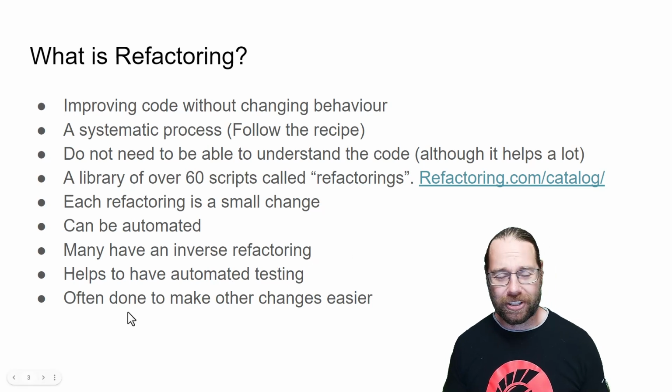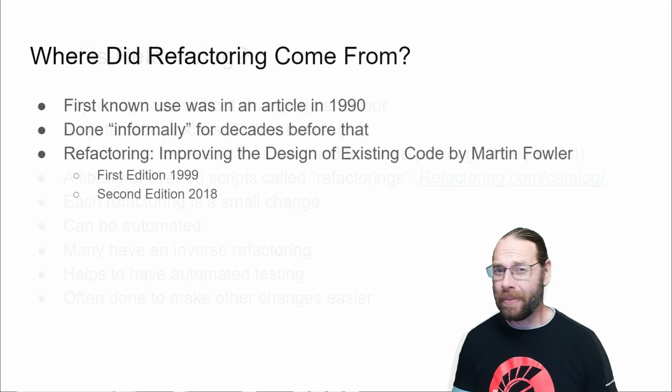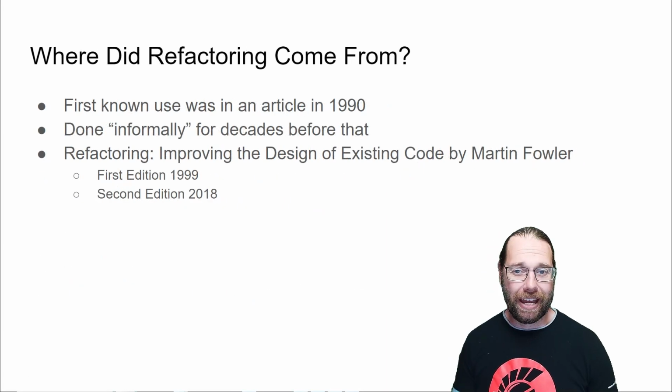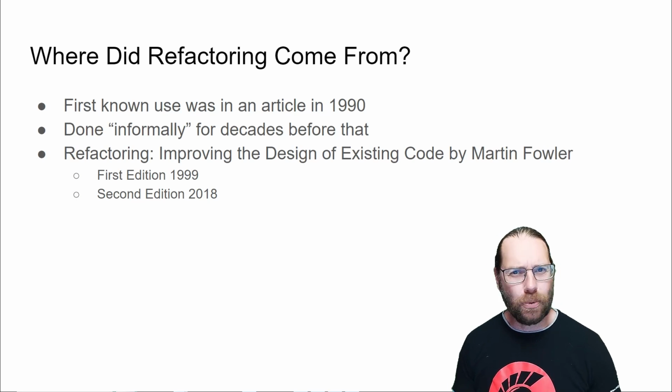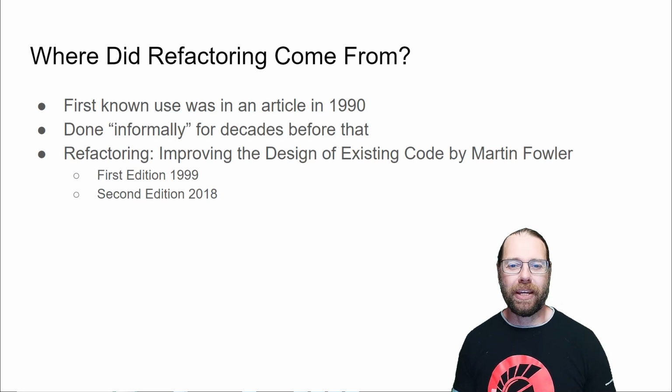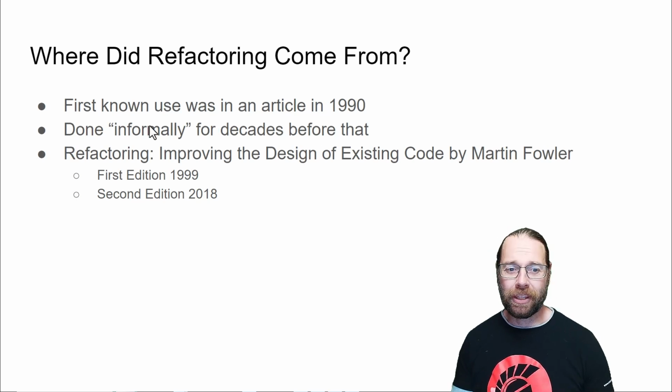And you might do refactorings not just in terms of improving code, but to make other changes a lot easier. So how did it all start? And where did this refactoring come from? Really, it's always been around. The term refactoring was first used in 1990 in an article, but it's been done formally. I think extract method has been documented in Fortran and other languages. So it's been around for a very long time.